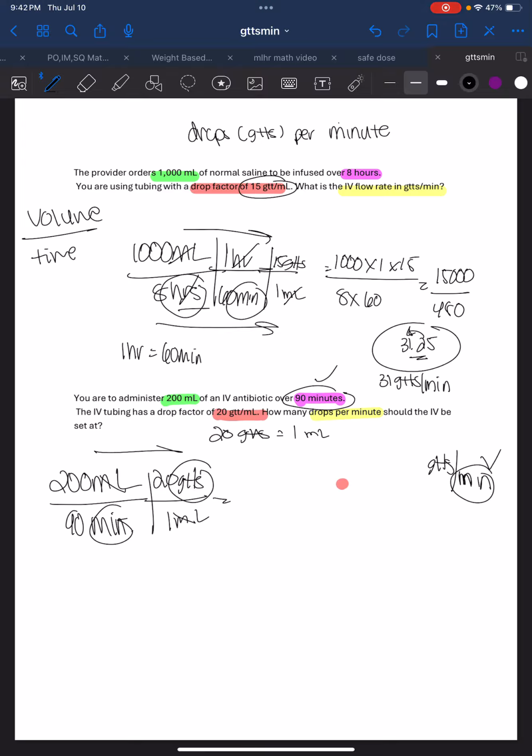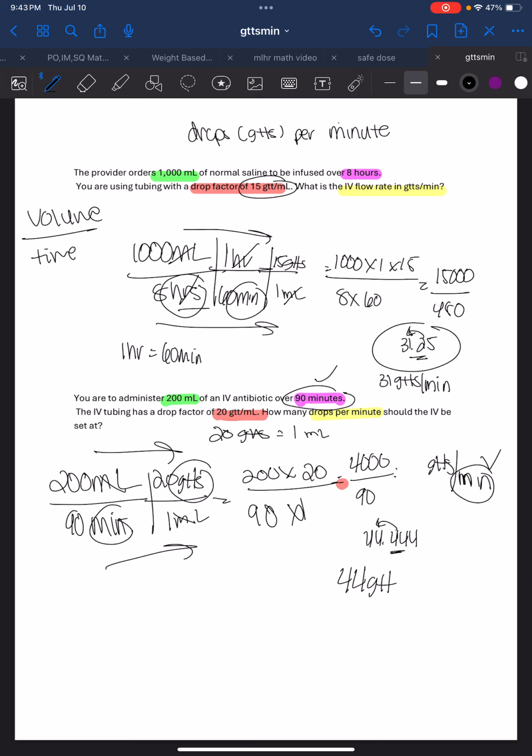We're all done. So we're going to multiply across: 200 times 20 over 90 times 1 equals 4,000 over 90, which is going to give us 44.444. Because we need a whole number, the 4 tells us to leave this the same, so it's going to be 44 drops per minute.